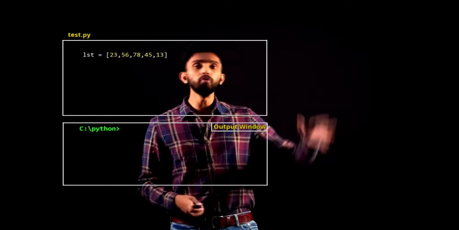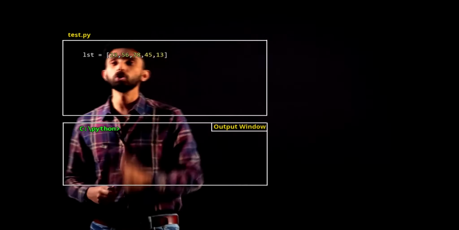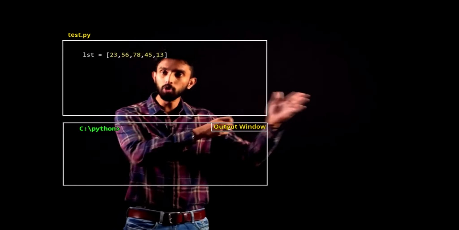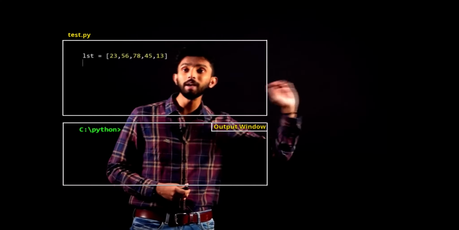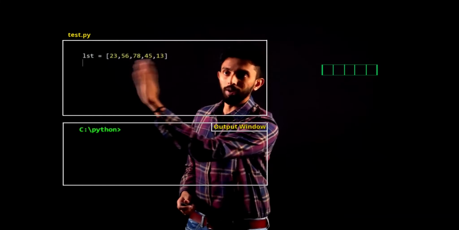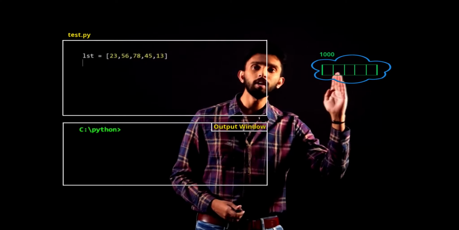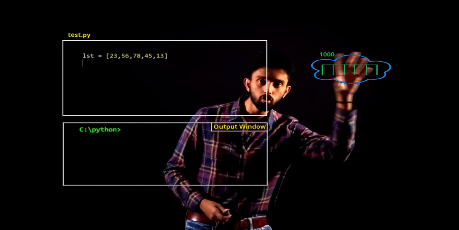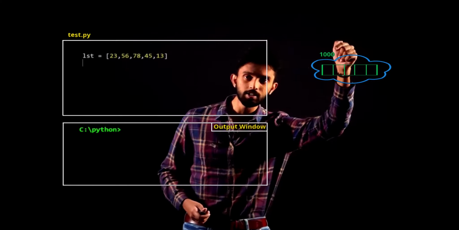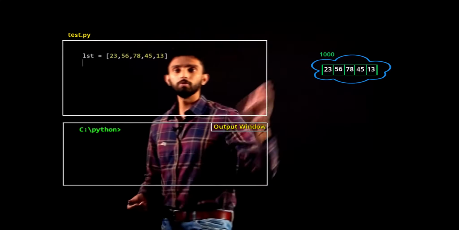Even lists are objects in Python. Of course, now you know there is a heap, there is a stack. Every time I need not show it. For simplicity of representation, I am going to show it like this, wherein this is my list of values. Within this, 23, 56, 78, 45, 13 I have stored. And of course, this is also an object. So I am just showing it this way. It also has an address. Within this, these values are stored.